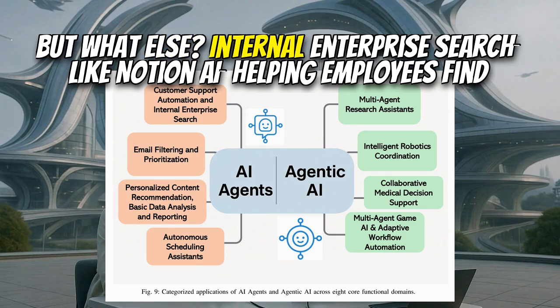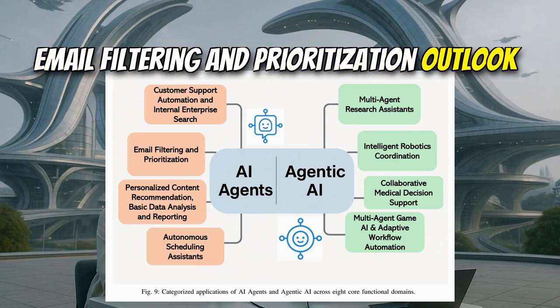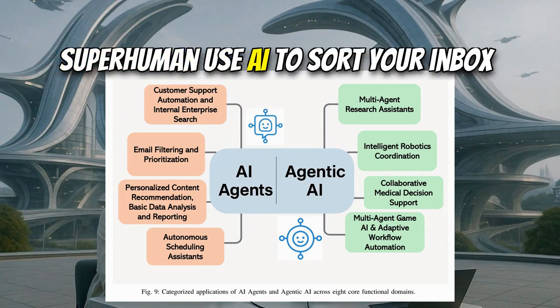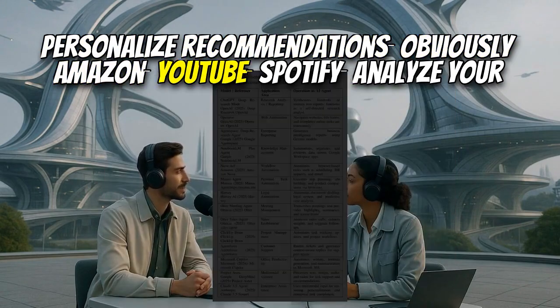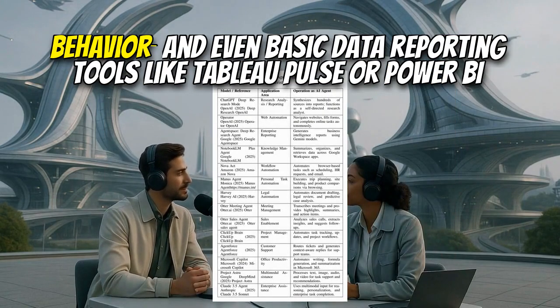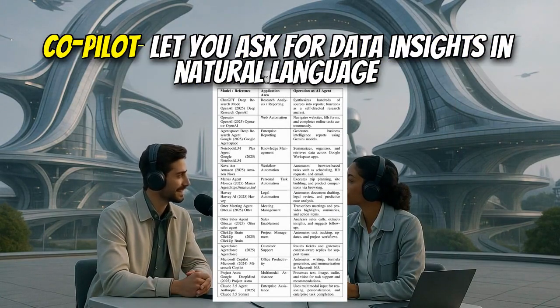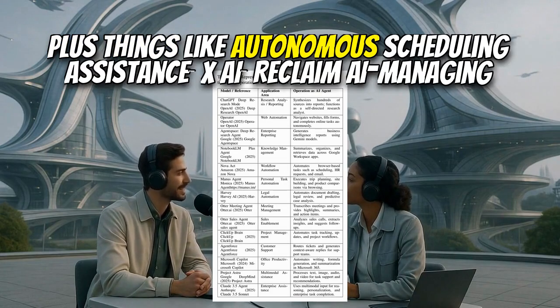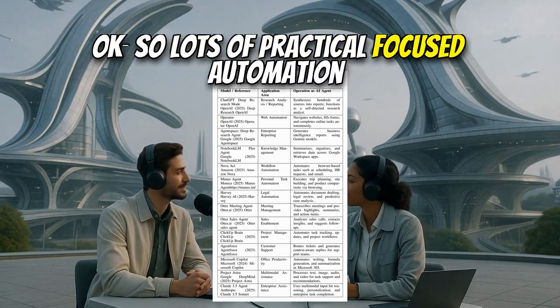Right. What else? Internal enterprise search, like Notion AI, helping employees find company info. Email filtering and prioritization, Outlook, Superhuman use AI to sort your inbox. Personalized recommendations, obviously Amazon, YouTube, Spotify, analyze your behavior. And even basic data reporting tools like Tableau Pulse or Power BI Copilot let you ask for data insights in natural language. Plus things like autonomous scheduling assistants, X.AI, Reclaim AI managing calendars. Okay, so lots of practical focused automation.